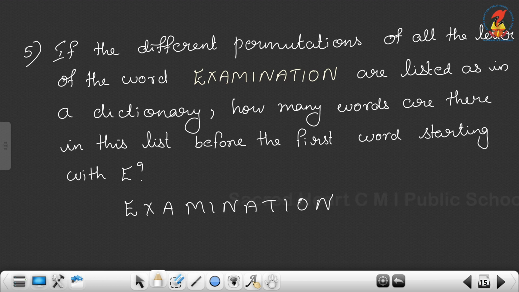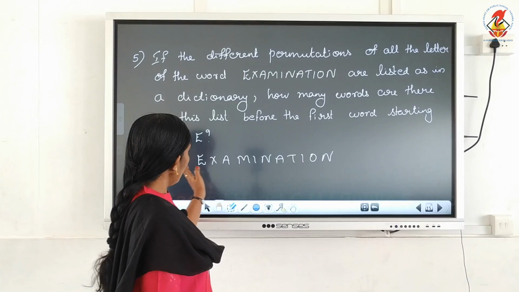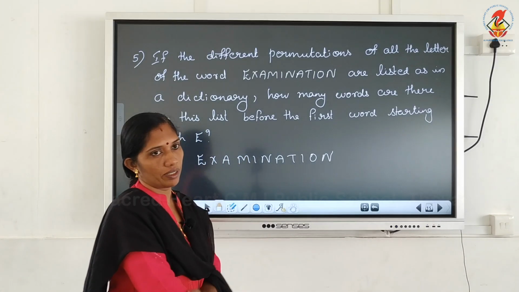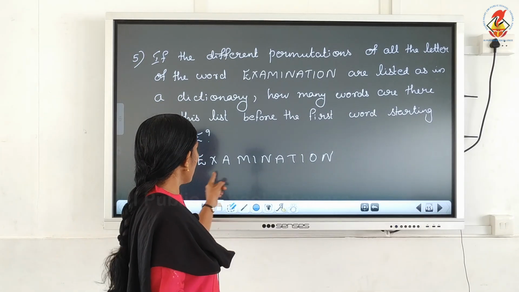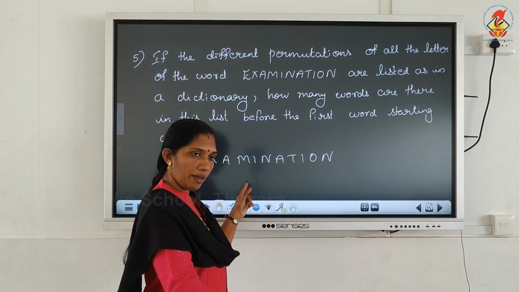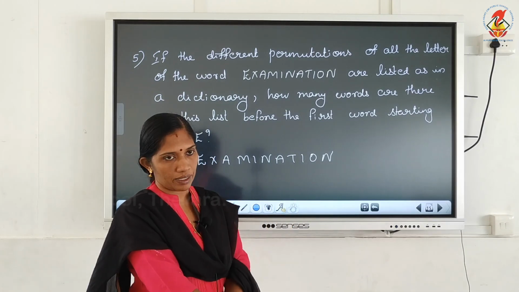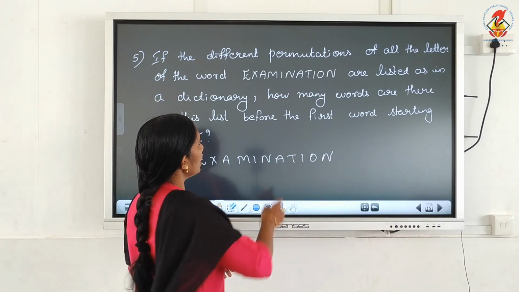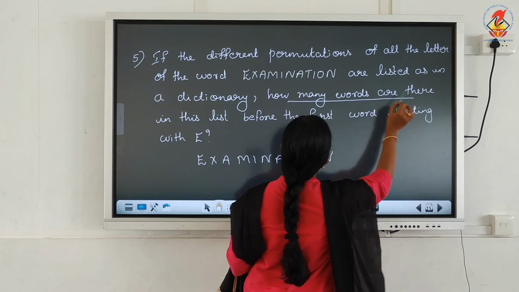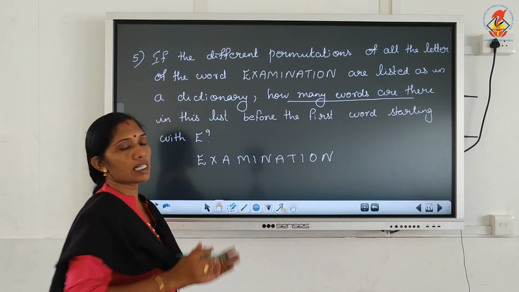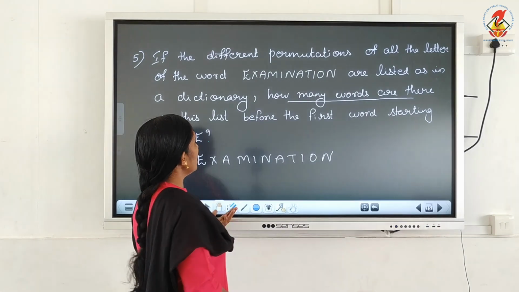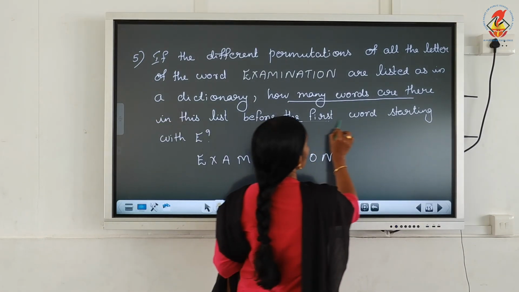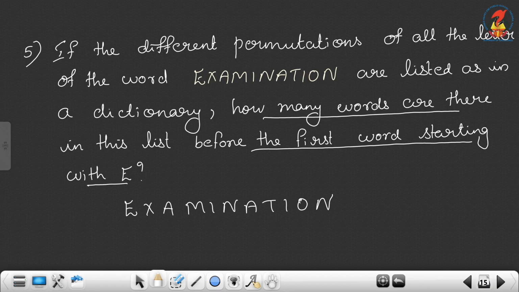Suppose we have to arrange the letters as in a dictionary. As in a dictionary means alphabetical order. First the words starting with the letter A, then the next letter, like that. So the question is, when we arrange these letters as in a dictionary, how many words are there in this list before the first word starting with the letter E?